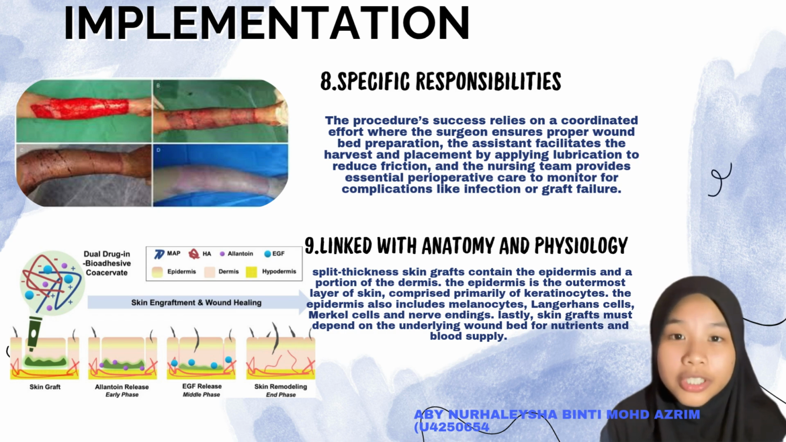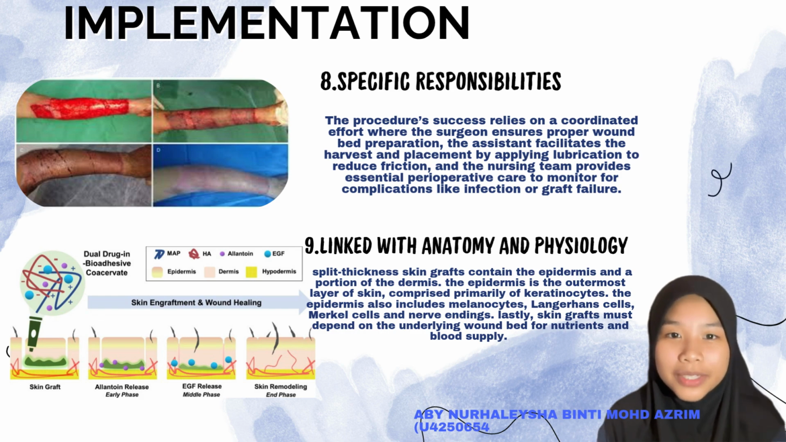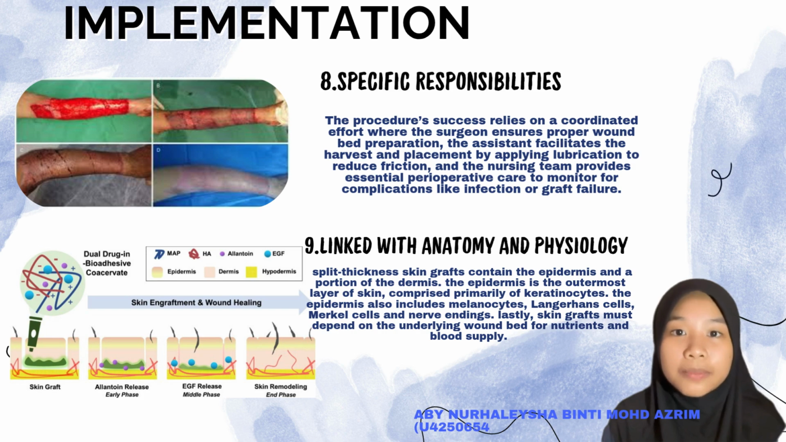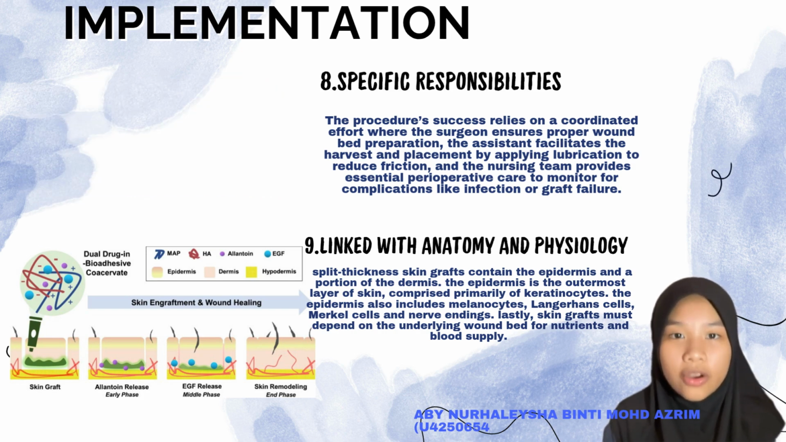Finally, the procedure is linked with anatomy and physiology. Split thickness skin grafts include the epidermis and part of the dermis. The epidermis contains important cells like melanocytes and nerve endings. For the graft to survive, it depends on the blood supply from the wound bed to receive nutrients and oxygen.